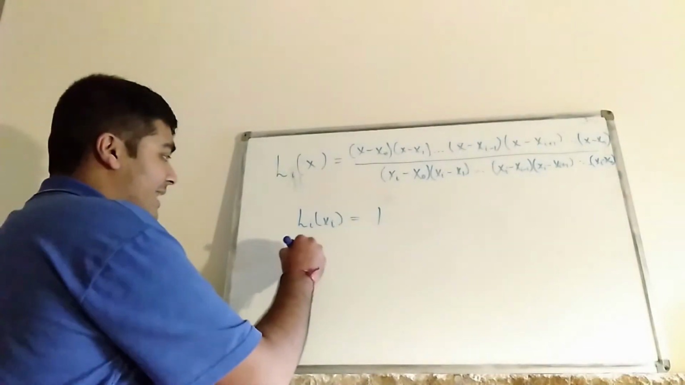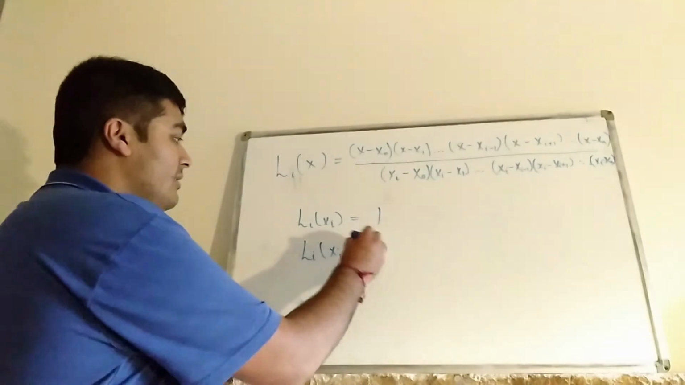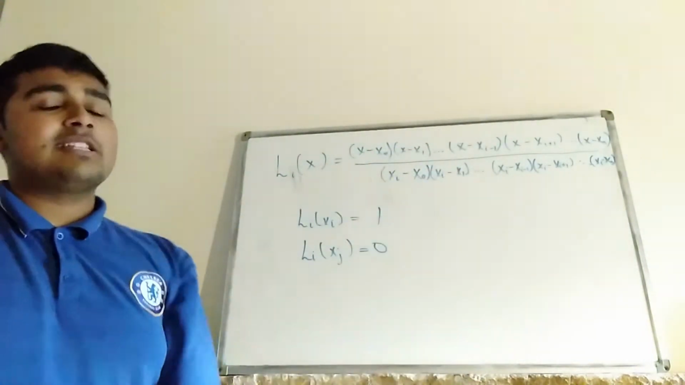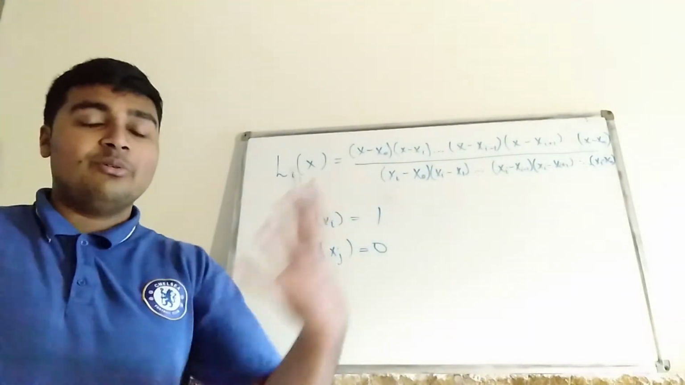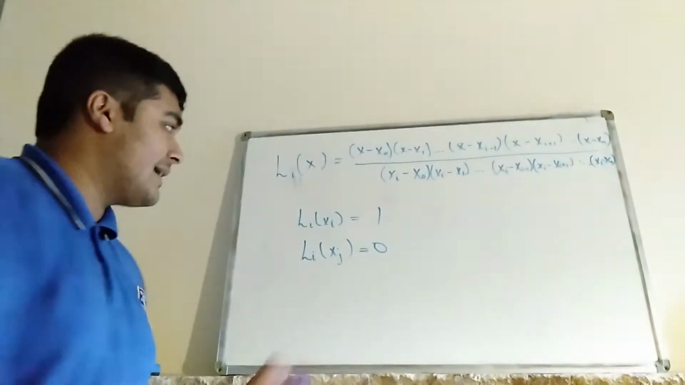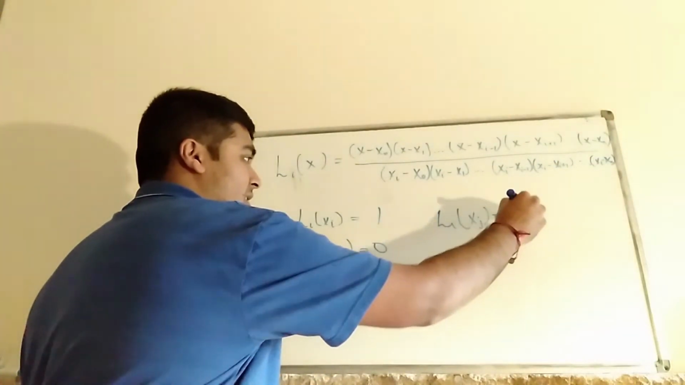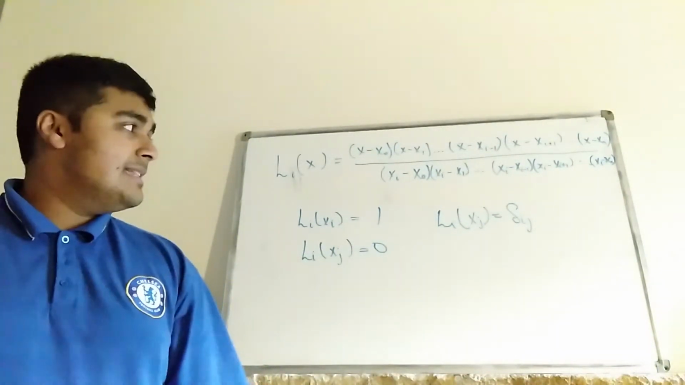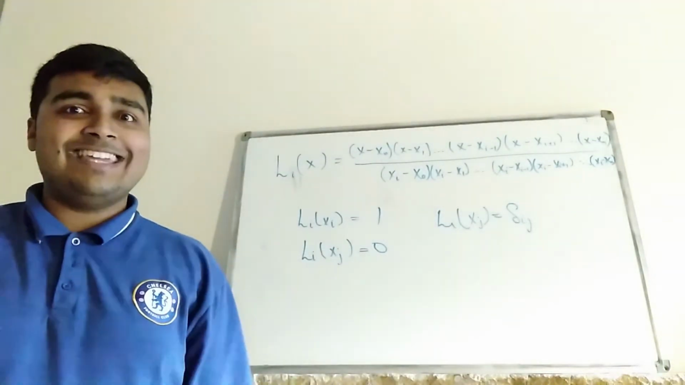But also, Li of xj, where j does not equal i, is equal to 0. Because if j does not equal i, then on the top I've got an x minus xj. So of course when I plug in xj, I'm going to get an xj minus xj on the top, so a 0 on the top. So of course it's 0 times something, and of course that's 0. So I can conclude that Li of xj is equal to delta ij, where delta ij is Kronecker's delta. So this thing here is 1 when i and j are the same, and 0 when i and j are distinct. Okay, so now let's use this to construct our Pn.